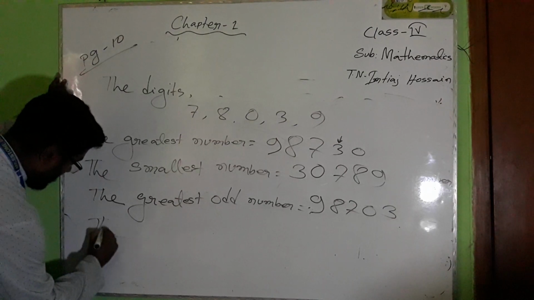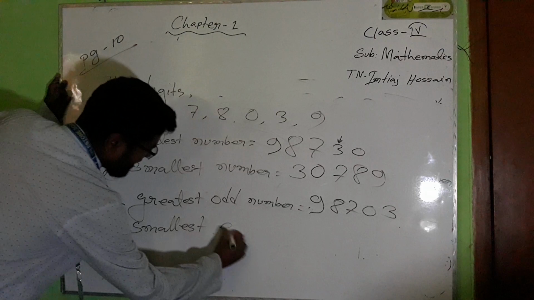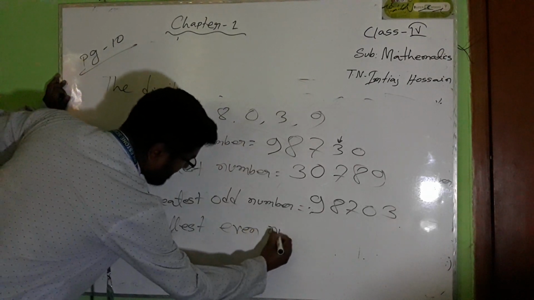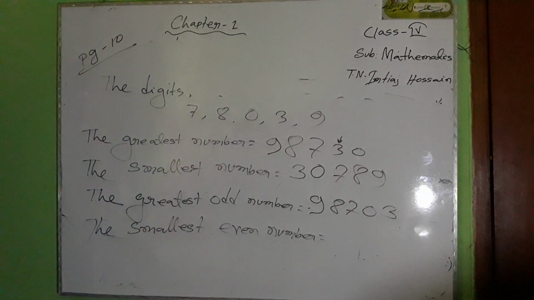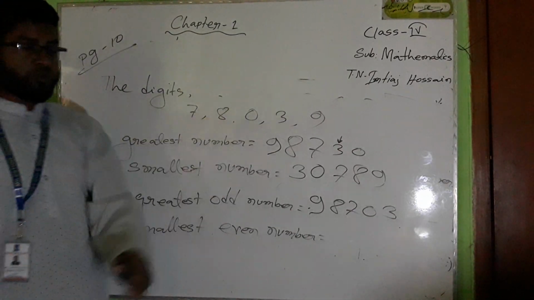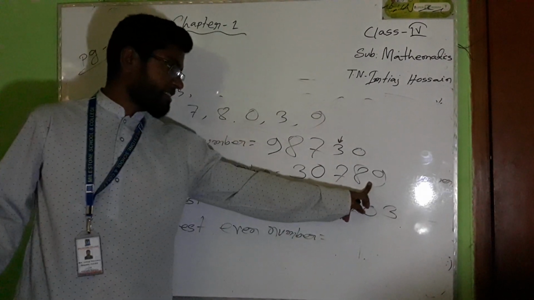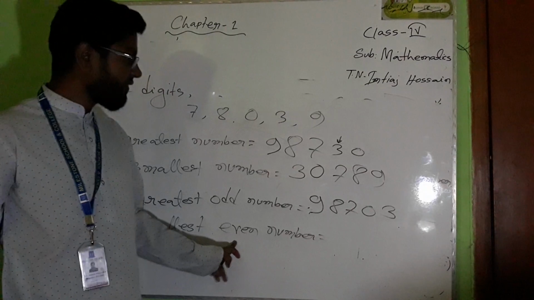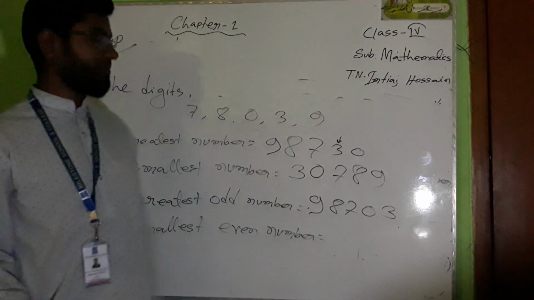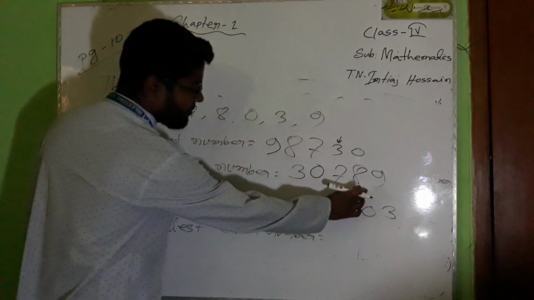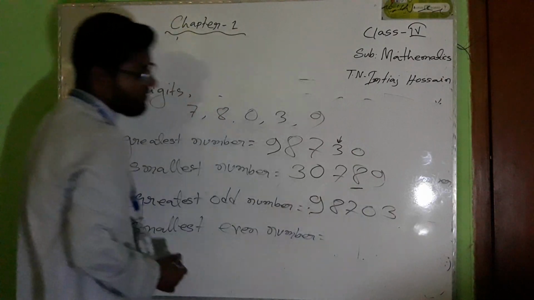Then the smallest even number. Look, we will check the smallest number. Already I found the smallest number. Check the last digit. Is it even? No, it is not even. So what should we do? We should check the next digit. Is it even? Yes, I got the even digit.